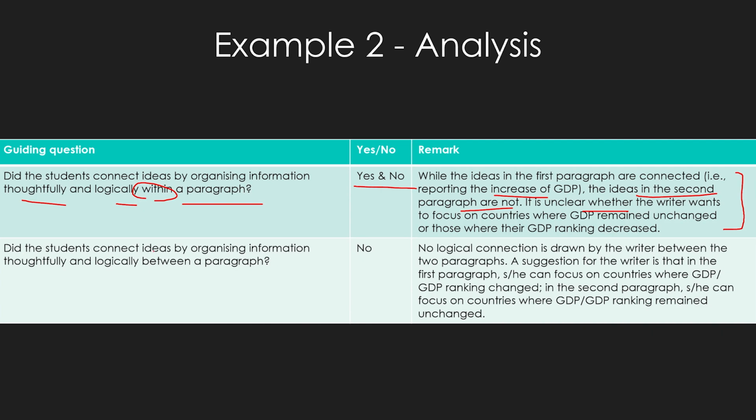Now, did the student connect ideas by organizing information thoughtfully and logically between paragraphs? Yeah, they did not. See? This is the problem. No logical connection is drawn by the writer between the 2 paragraphs. A suggestion for the writer is that in the first paragraph, he can focus on countries where GDP or GDP ranking changed. In the second paragraph, she can focus on countries where GDP ranking remained unchanged. Could have done it that way, but they didn't. So, not a great answer, but now you know why.